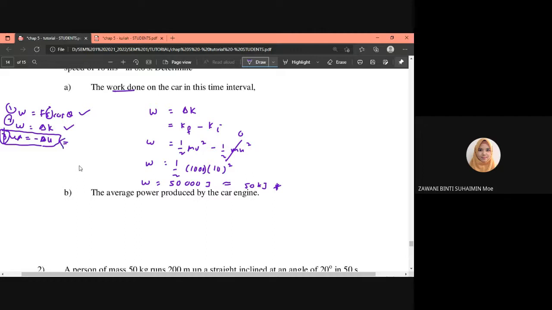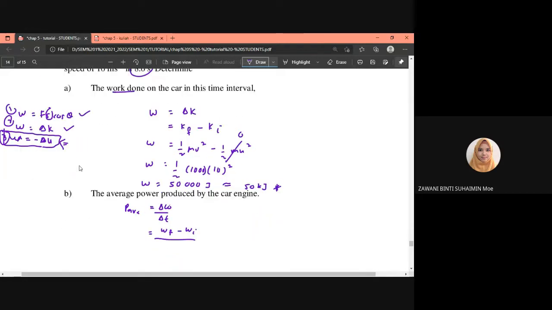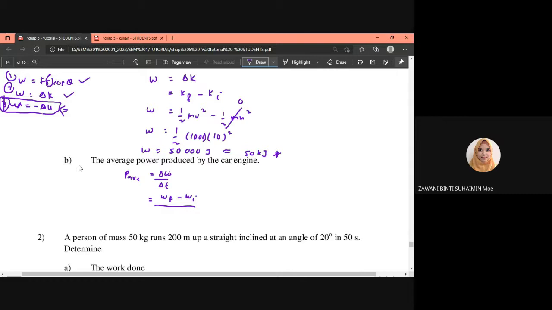Okay, lepas tu dia minta average power produced by the car. So average power, formula dia adalah change of work bahagi dengan change of time. So work final minus work initial lah dia punya equation. Change of time kita dah ada iaitu 8 second. Itu adalah change of time kita.